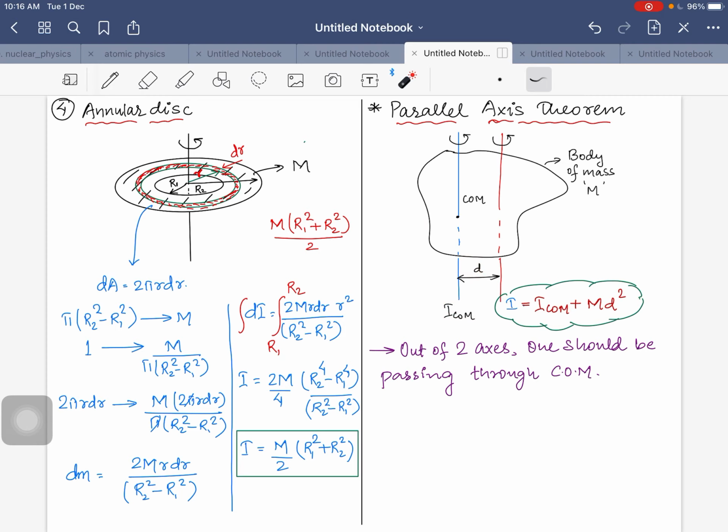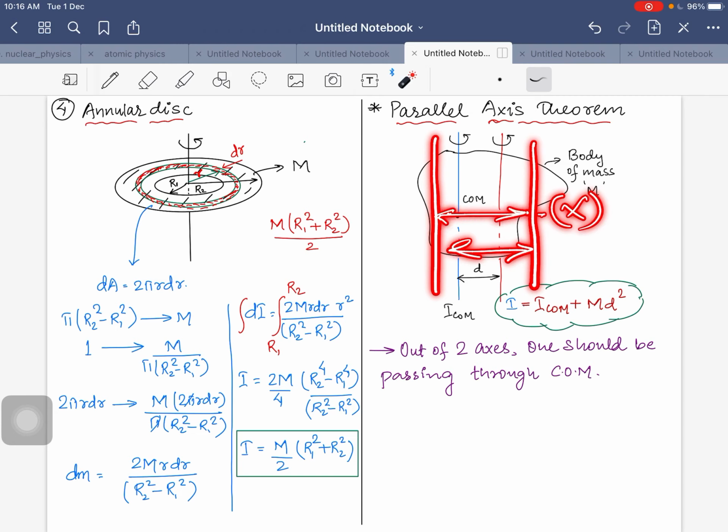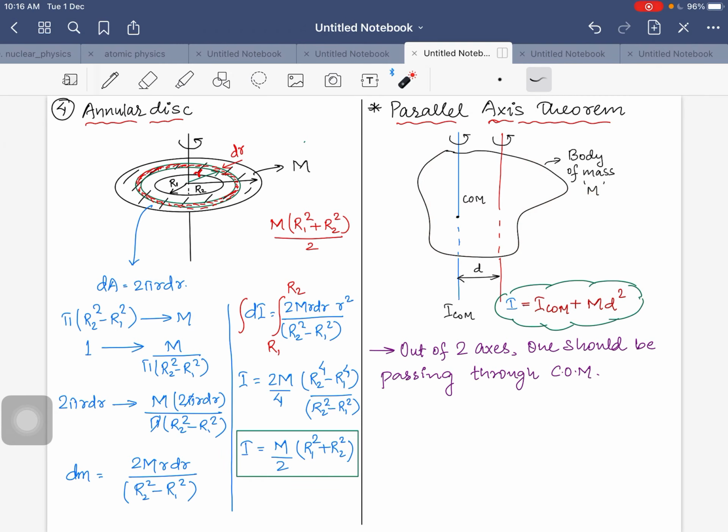Okay, so ICM you can't apply. Suppose one axis will be like this and one will be like this. We can't apply parallel axis between this, because even one axis is not passing through the center of mass. That is the most important condition for the parallel axis, that one should pass through the center of mass. So you have to remember this.